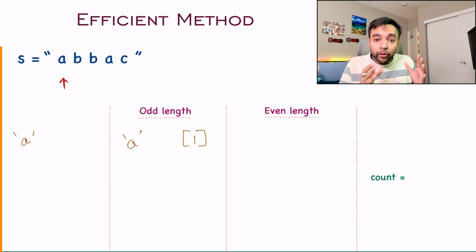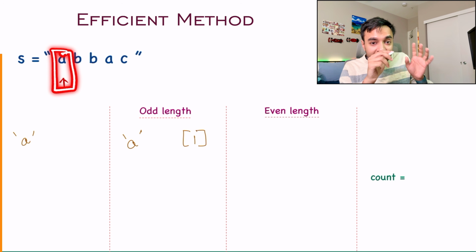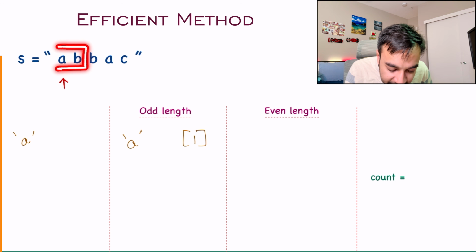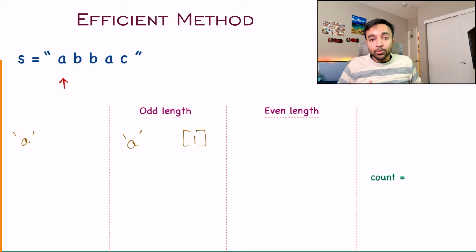At the same time, for every position, you also need to find out the even length palindromes. If this is my center position, I cannot ignore it now. This character should be the same as the next character. Only then I will continue my search and find the even length palindromes.